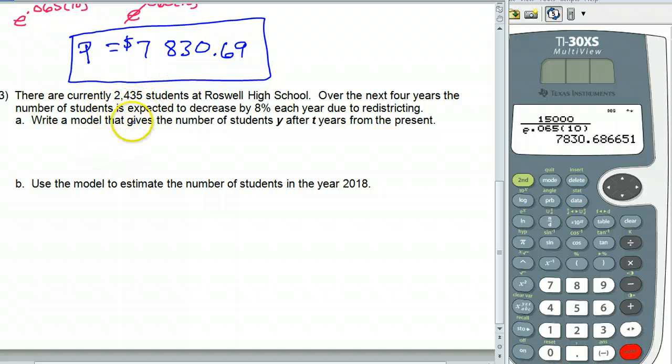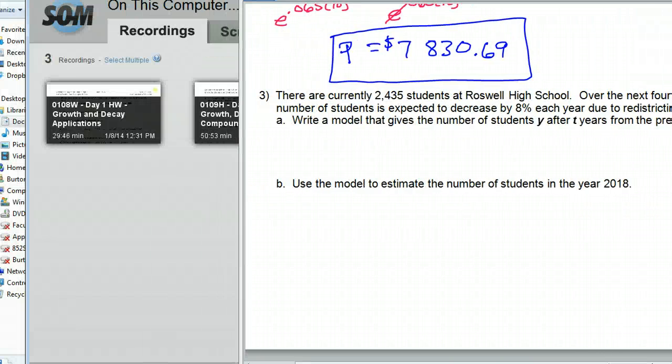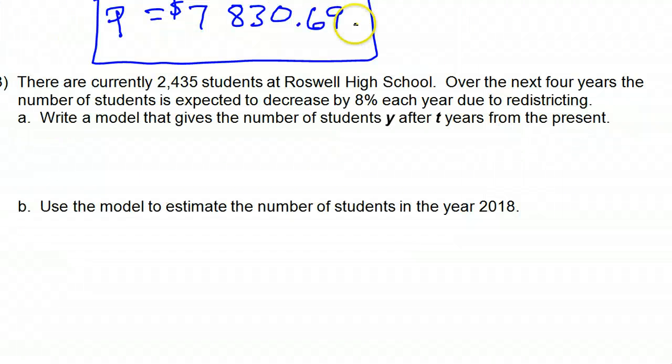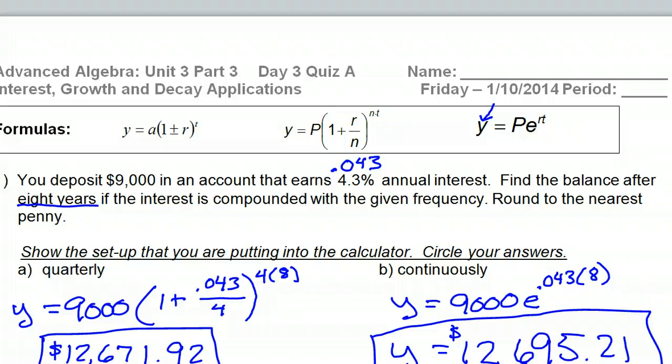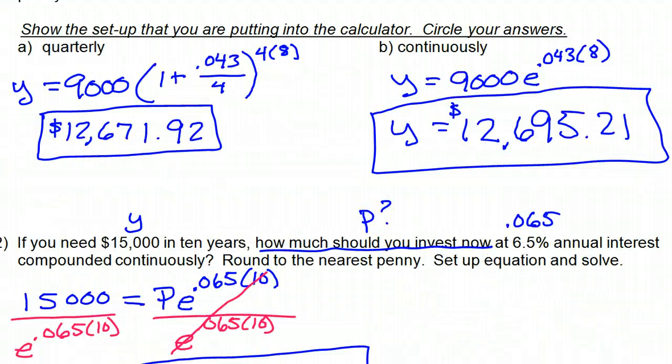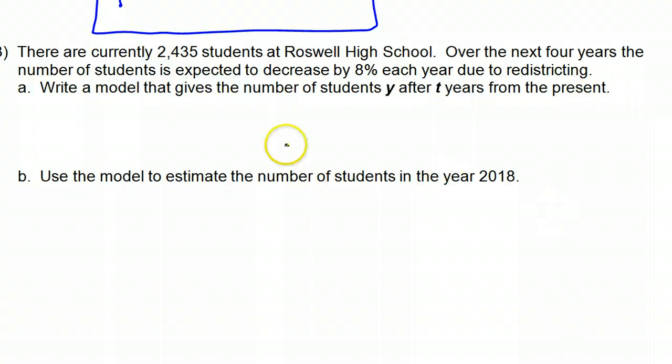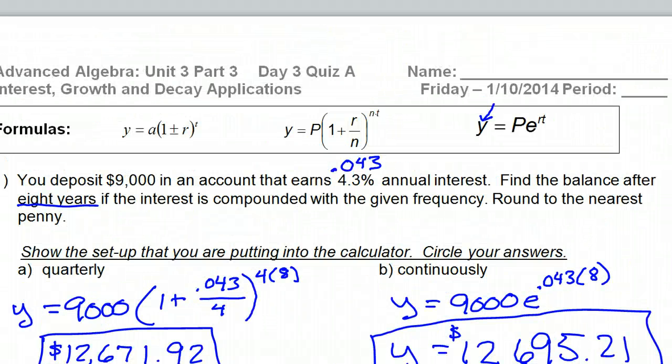So we're supposed to write a model. Writing a model means writing an equation. A lot of students sort of mess this up. First of all, let's decide which one of these equations we're dealing with. Well, these are students, so we're not talking about compound interest, which means we're dealing with general growth or decay. Since we are talking about the number of students being expected to decrease, this is going to be the decay model, so we will be careful to use the minus version of this.